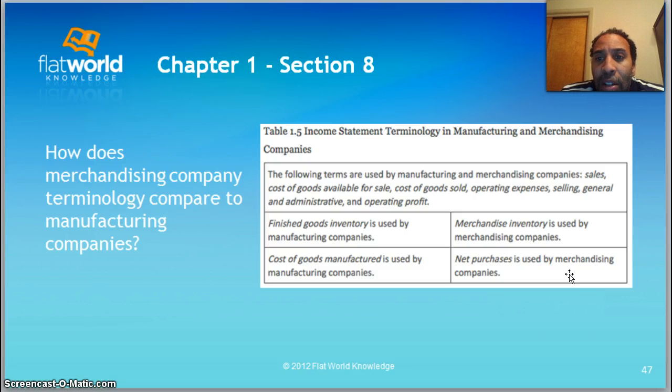So income statement terminology in manufacturing and merchandising. So there's a difference. It's really easy for us to show examples and show you things on the manufacturing side. Merchandising is a little bit different, so there'll always be one or two examples there for you. But finished goods inventory is used by manufacturing companies. Merchandise inventory is used by merchandising companies. So some companies don't create things. Some companies buy things from other people and then they resell them at a higher price. Cost of goods manufactured is used by manufacturing companies, and net purchases is used by merchandising companies, right? So purchase something for $1,000, sell it for $2,000.